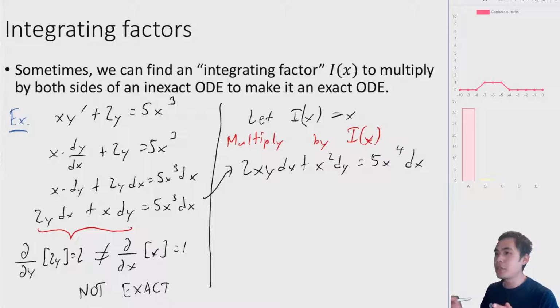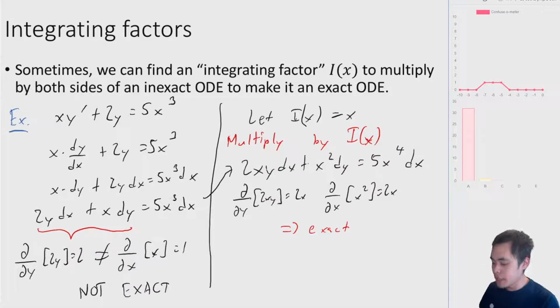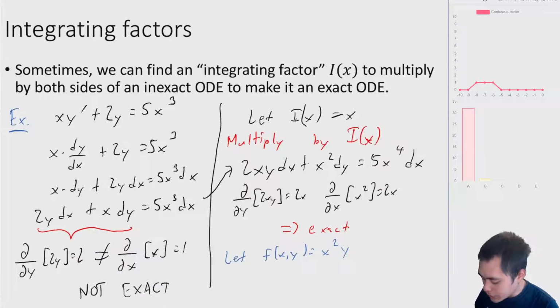But now there's something really cool about this new differential expression, which is that it is actually exact. So del y of 2xy is equal to 2x, and del x of x squared is equal to 2x. So this is now exact. And using the techniques we discussed in the previous couple of slides, you can let f of x y be equal to x squared y, and x squared y will be the function for which that is the total differential.